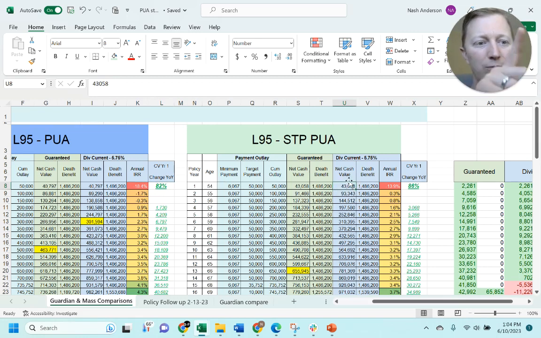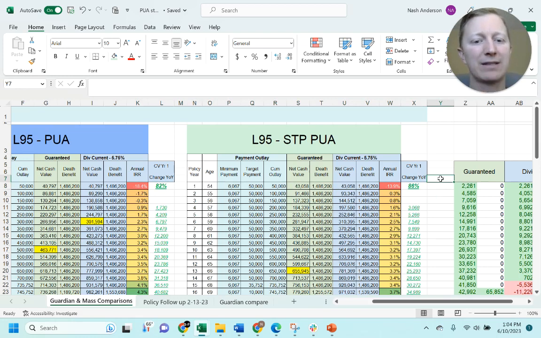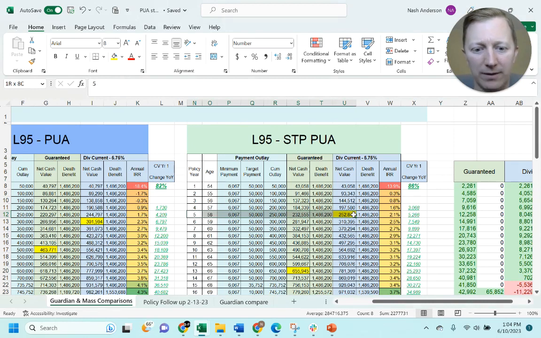43,058 in cash value in year one, that's about that 5% difference. If you look at the percentages, about that 5% difference in that liquidity that you'll have access to when choosing the STP option. And let's look at where we're breaking even. Here, the break even has pulled in because of that extra liquidity, by 1 year.